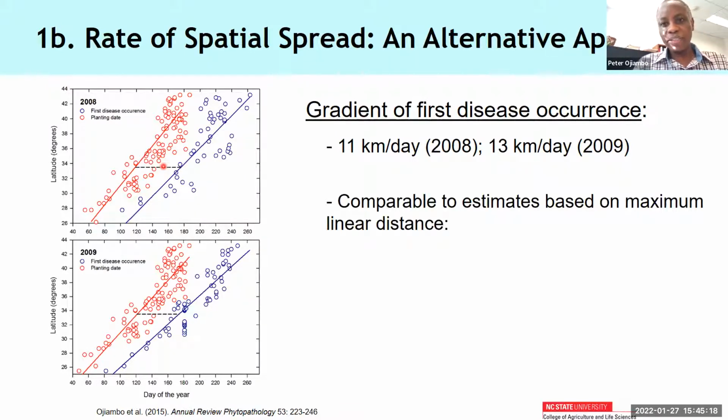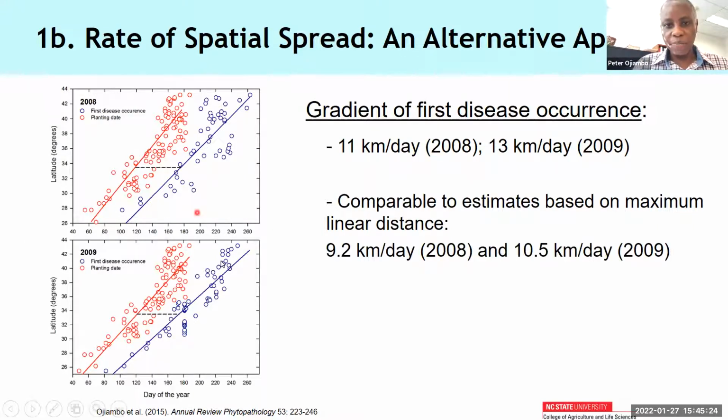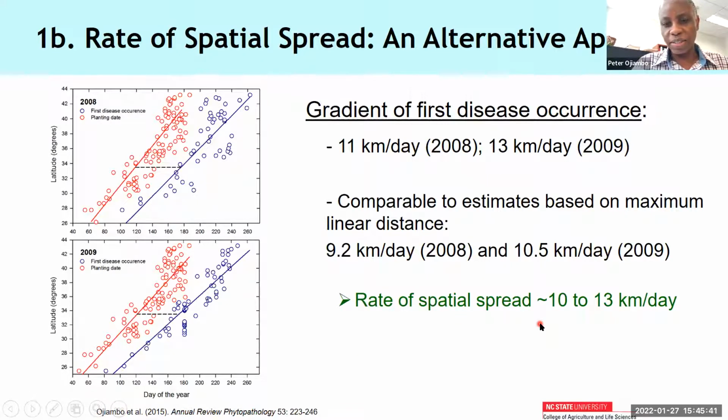So if you look at these numbers, they are very comparable to the ones that we obtained using the maximum linear distance, which was 9.2 and then 10.5. So this gave us quite a lot of confidence that the numbers we're coming up with for the spatial spread are very comparable and consistent using different approaches. So in summary, we were able to show that the rate of spatial spread of downy mildew is about 10 to about 13 kilometers per day.